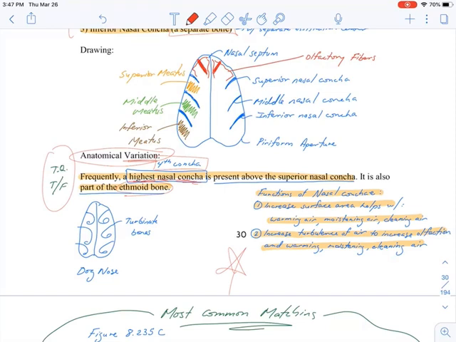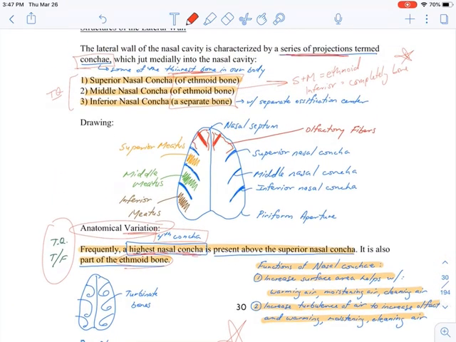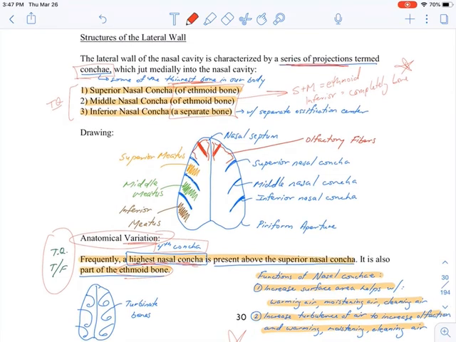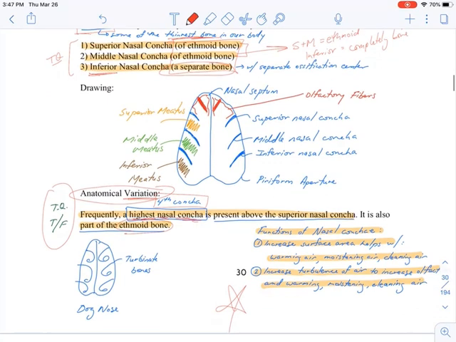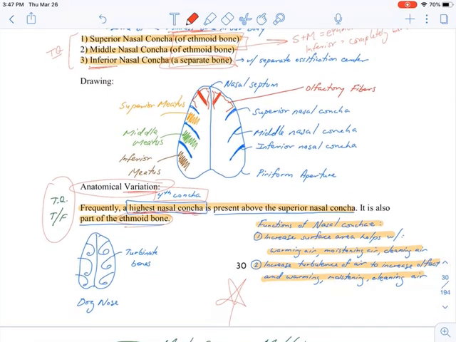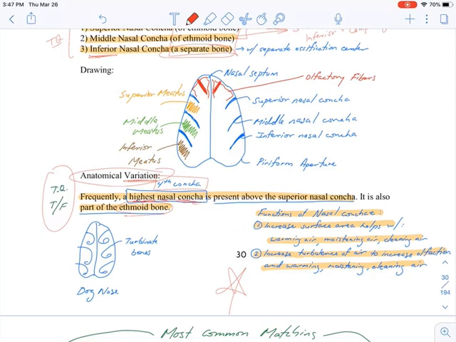And it is also part of the ethmoid. So, if you were a person that had a fourth nasal concha, 3 of your nasal conchae, your highest, superior, and middle would be from your ethmoid bone, and your inferior would still be its own separate bone. So we've seen that pop up as a true or false type of question in the past.